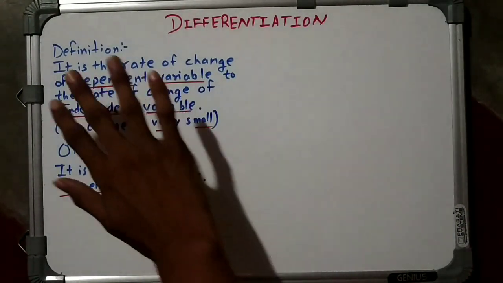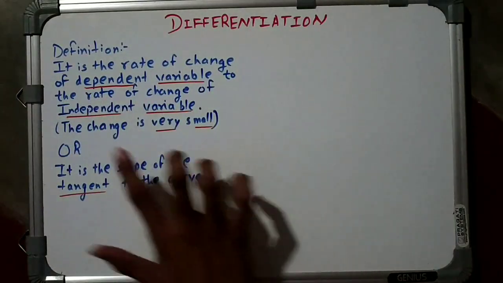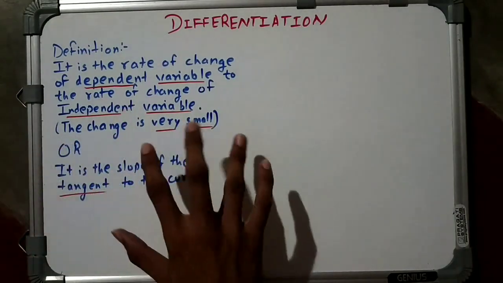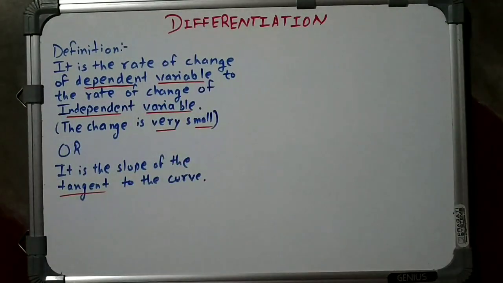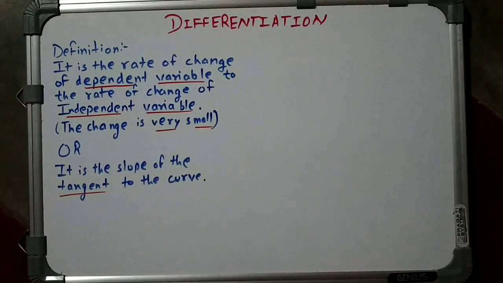So by the actual definition, it is the rate of change of the dependent variable to the rate of change of the independent variable, where the change is very small or minute. Let's take an example to understand the terms dependent and independent variable.